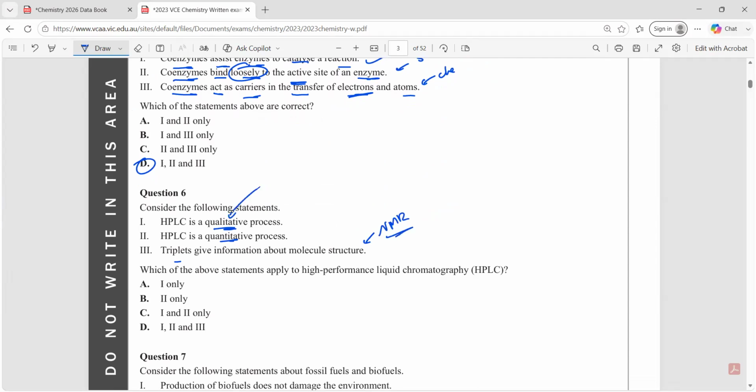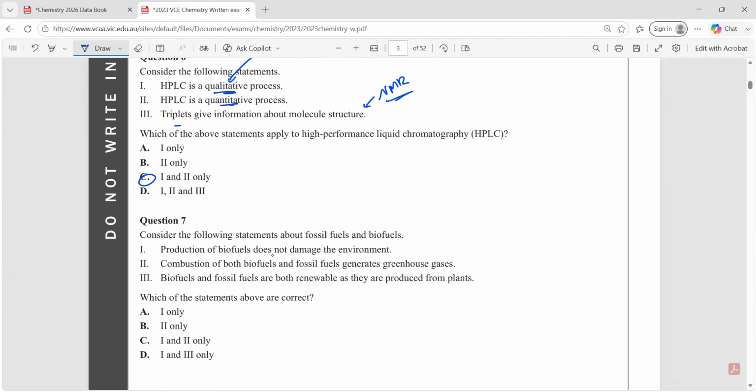HPLC can be a qualitative process because we can look at retention. We can look at how polar a molecule is, looking at retention time. It's also a quantitative process because we can find out the concentration of certain things such as caffeine, for example, in coffee, because we create the calibration curve, right? So there's a quantitative, but there's also a qualitative aspect to it. So 1 and 2.